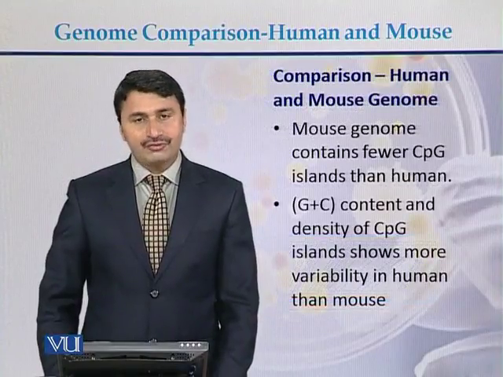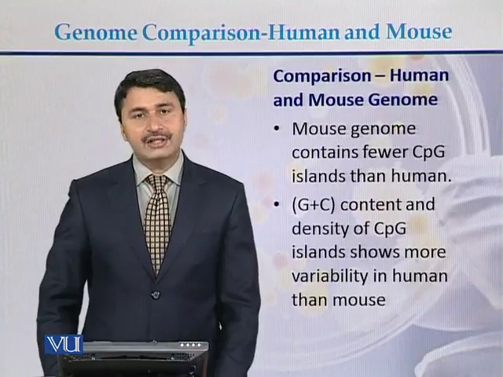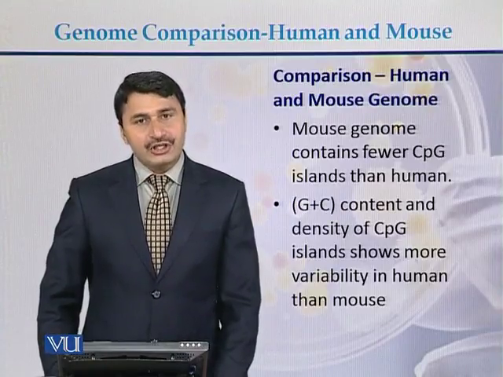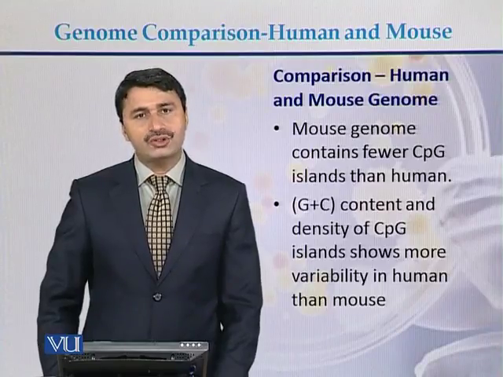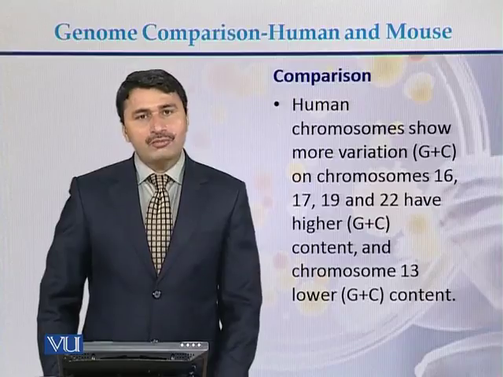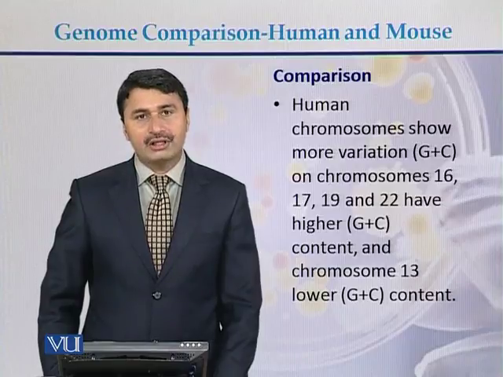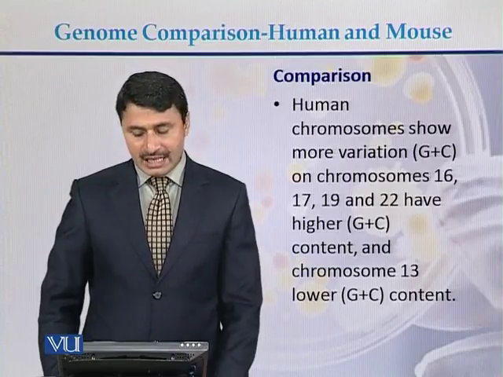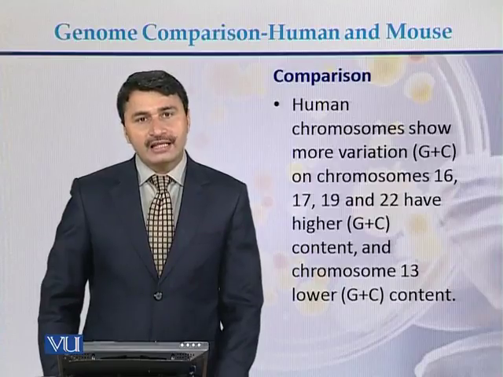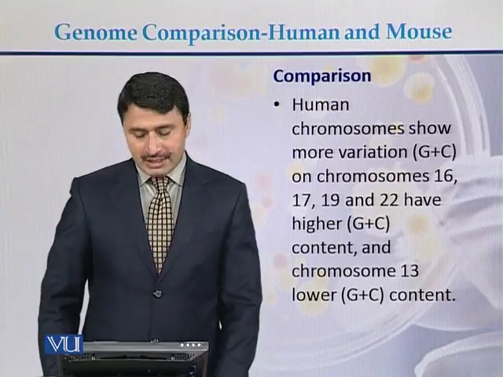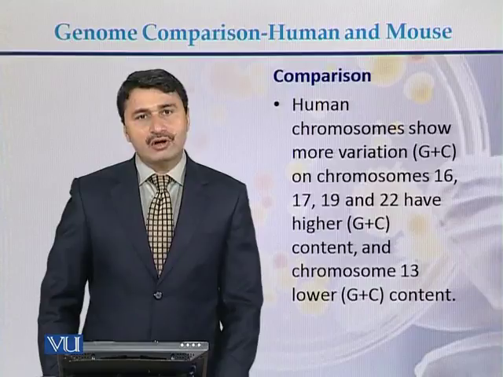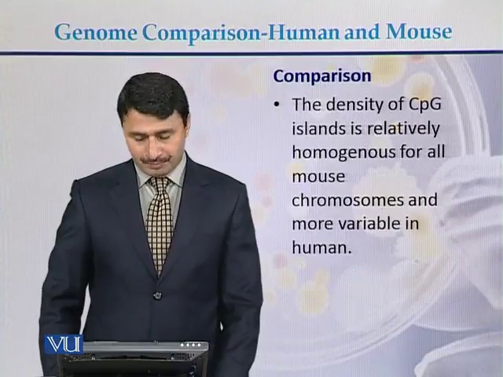The mouse genome contains fewer CpG islands as compared to humans. GC content and density of CpG islands show more variability in the human than in the mouse genome. Human chromosomes show more variation in GC content, particularly chromosomes 16, 17, 19, and 22, where they have higher GC content, while on chromosome 13 there is low GC content in the human genome.